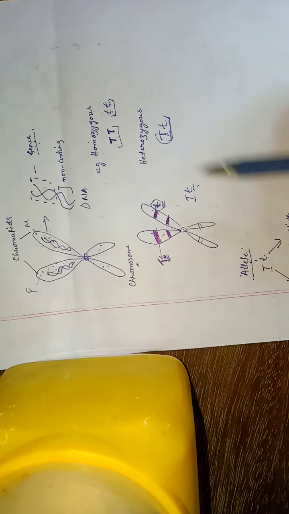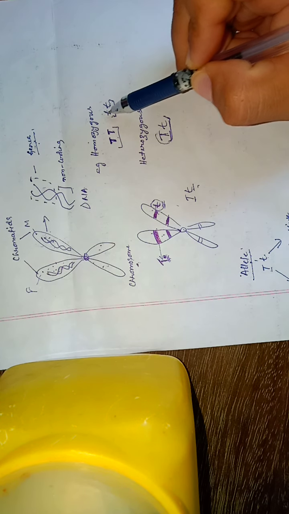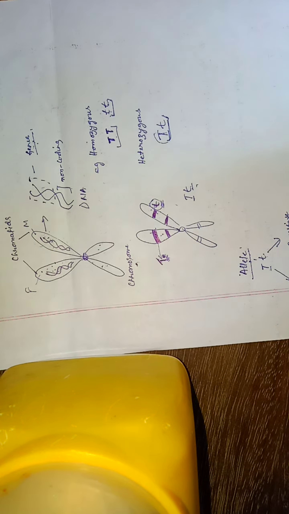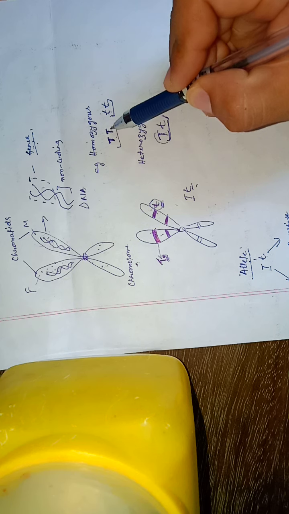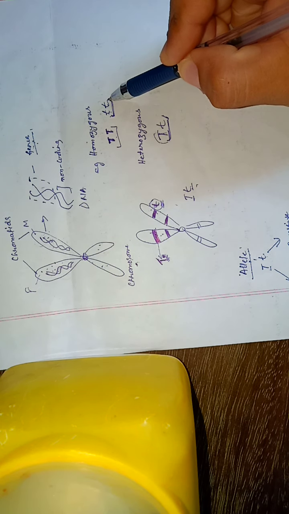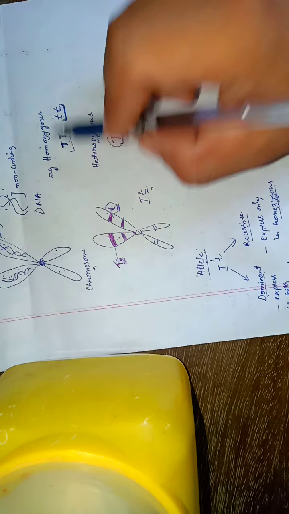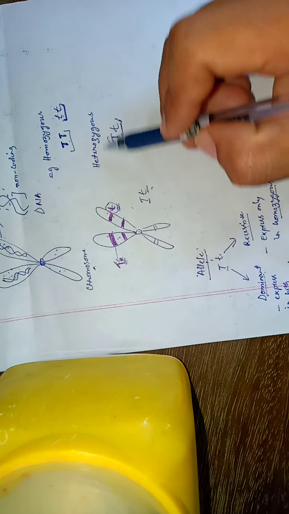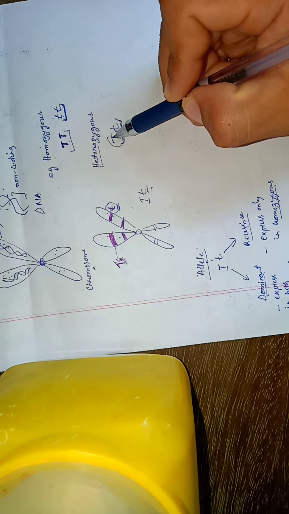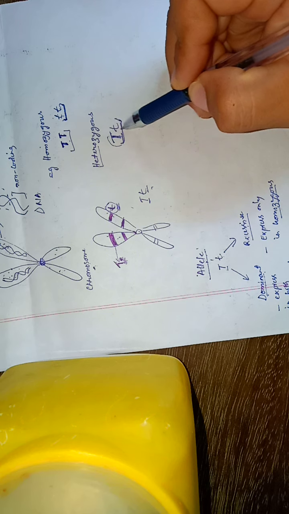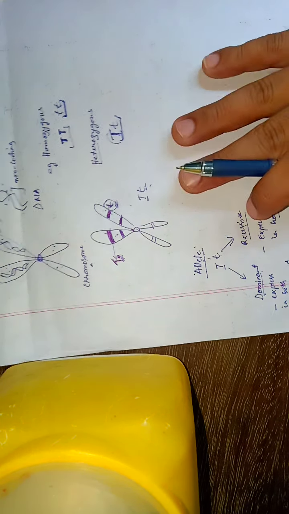Now what is the homozygous condition? Here both T are capital and here both t are in small letter. Alleles always occur in pair. So when the alleles both are in capital or in small letter, this condition is called the homozygous condition. Homo means same. Next is heterozygous. Hetero means different. So here one capital T and one small t. This condition is called a heterozygous condition.